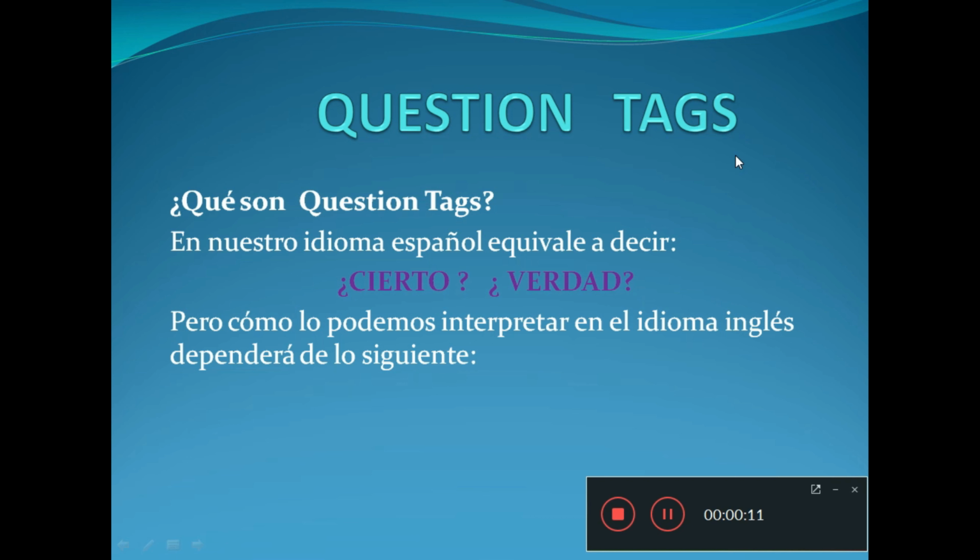Question words. Number 3. Subject and object question. For the first topic, the question tag, it is necessary to know what they are. In our Spanish language it is equivalent to saying "cierto" or "verdad". But as we can interpret in the English language, it will depend on the following. Let's consider the following.